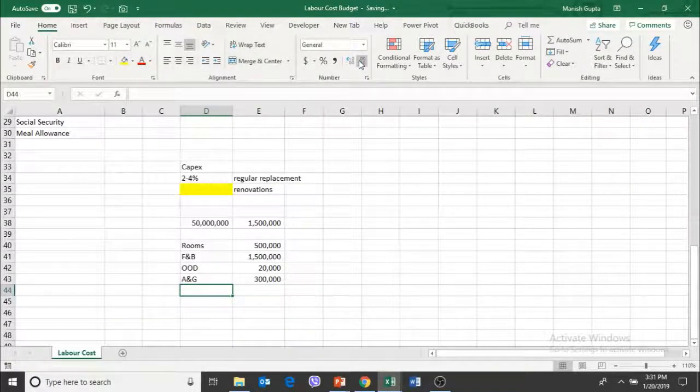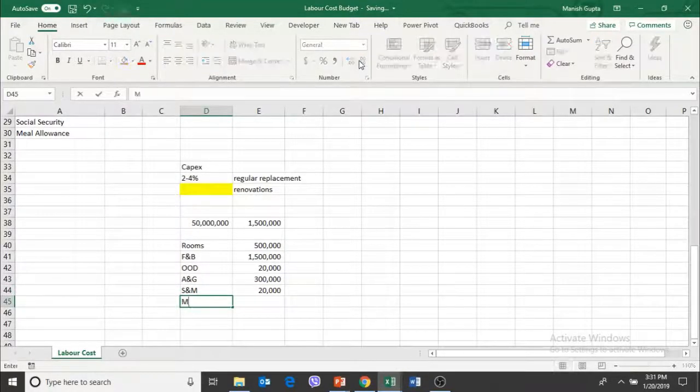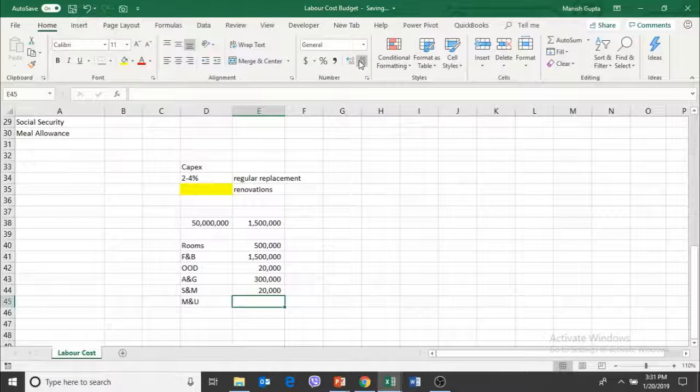Otherwise, the security manager will come to you and say, "Don't blame me if you don't have the CCTV recording." Then the financial controller will say, "Oh my God, what if there is a theft in the hotel? What am I going to do?" Sales and marketing guys are very poor. They also don't want to spend too much money, so don't give them enough. M&U is again the lot, because they are also coming and blackmailing. "Don't blame me."